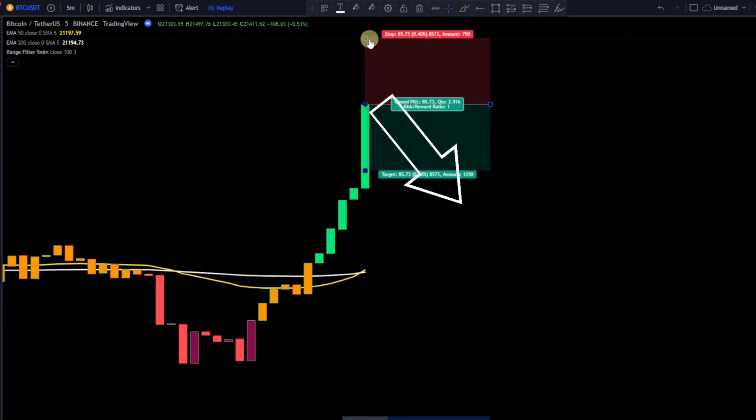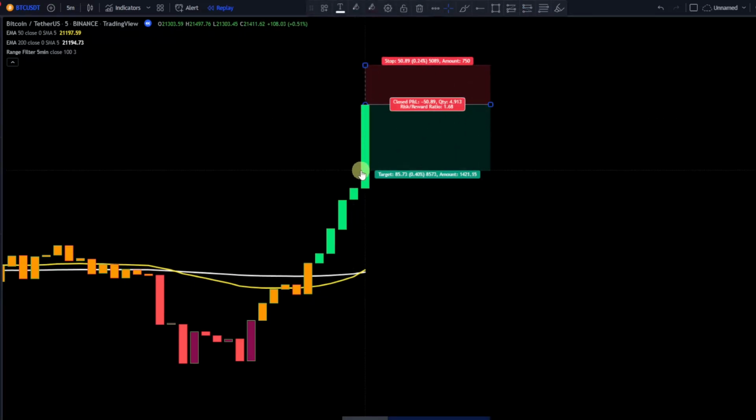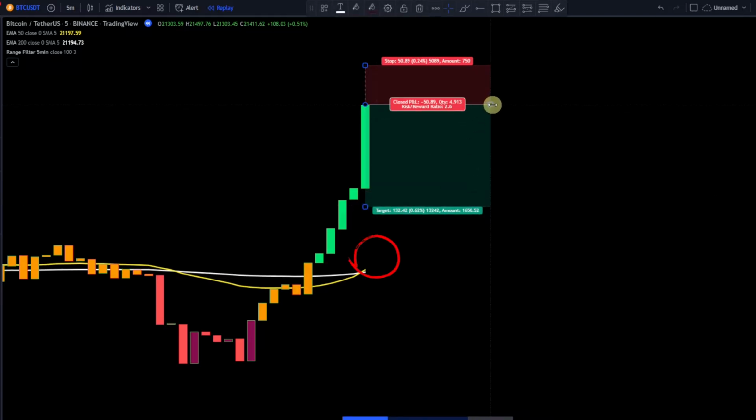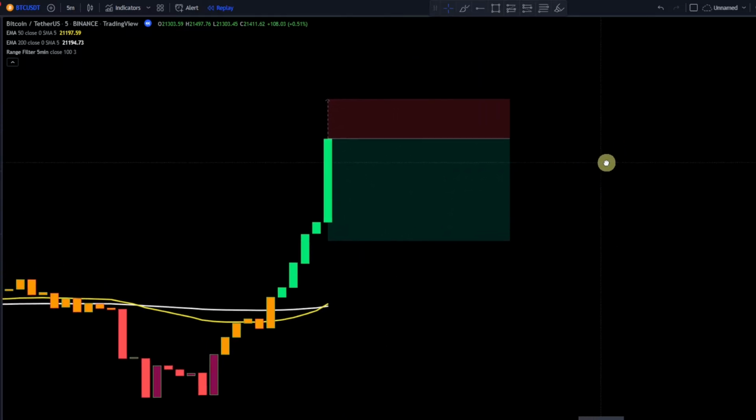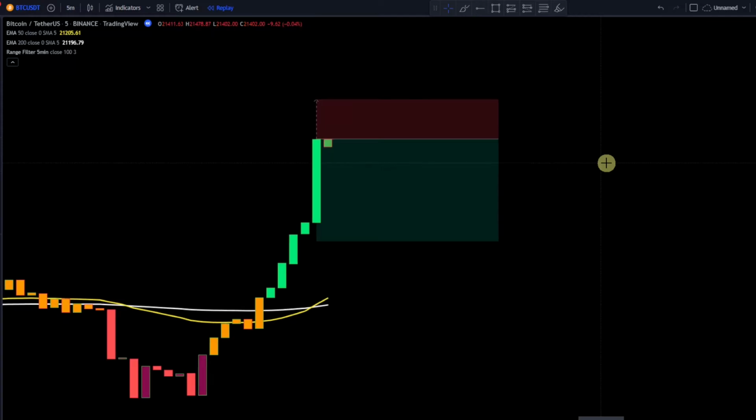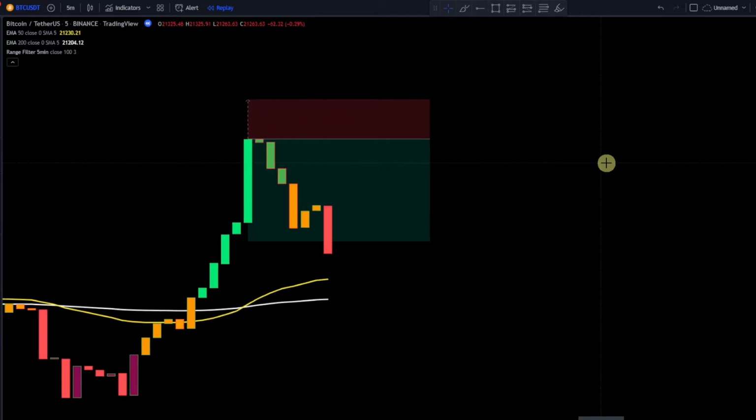Generally, price likes to snap back to the EMA lines. We enter a sell position here and as a target price aim for the yellow line, but slightly above. We hit our target.